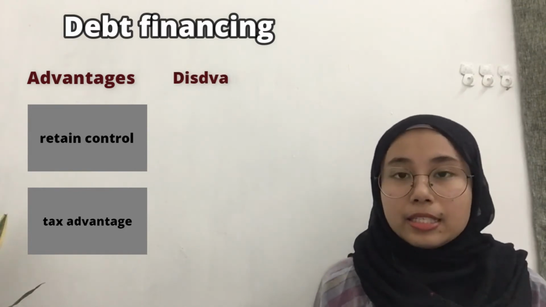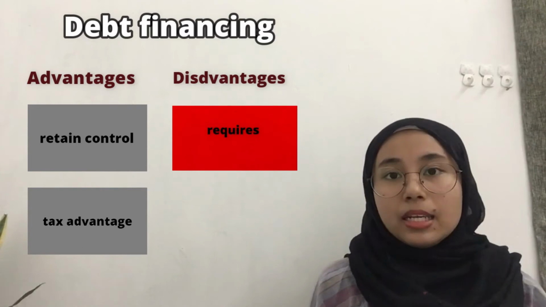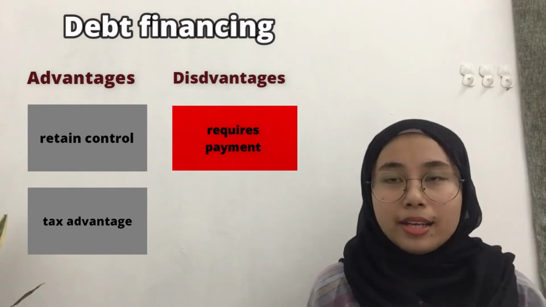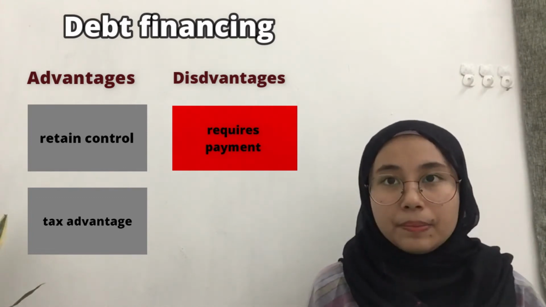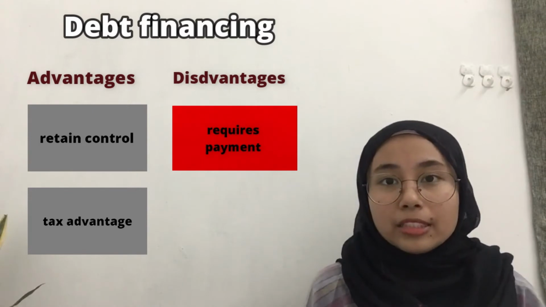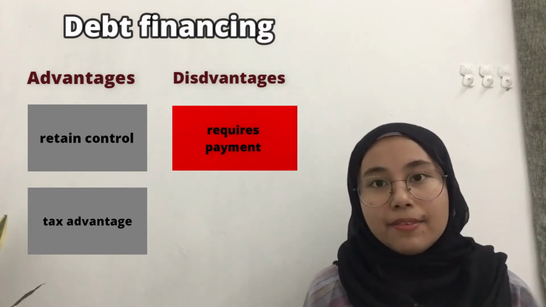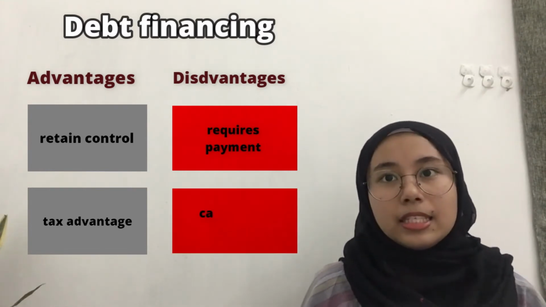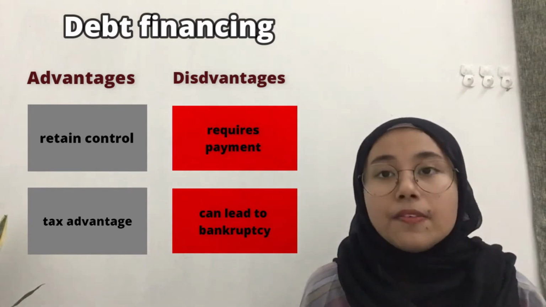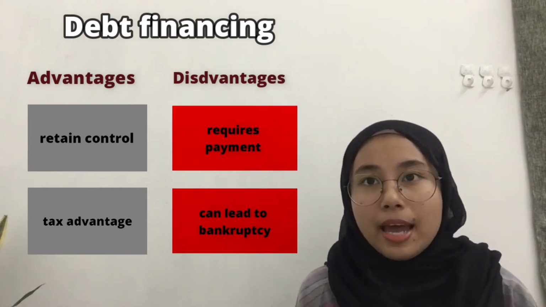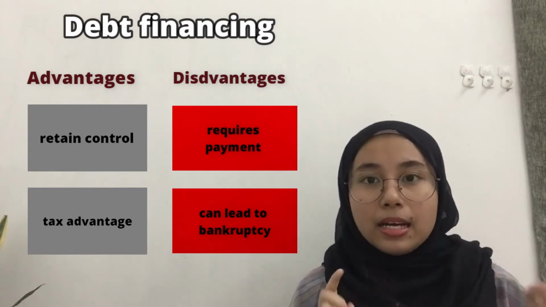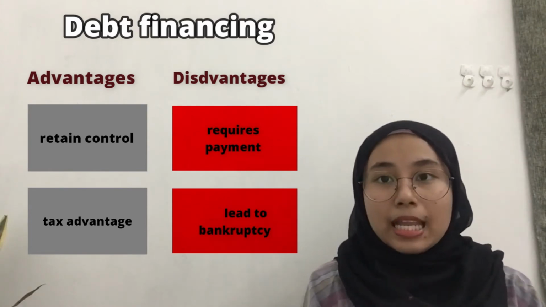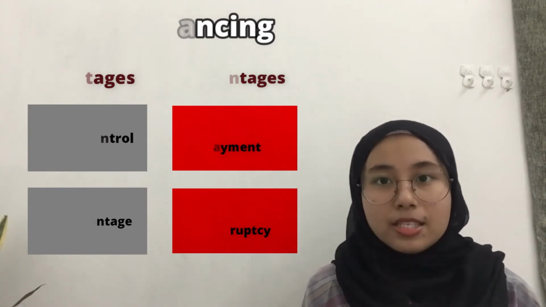While for the disadvantages, the first one is that it requires payment. The firm might face a huge burden as debt needs to be paid in a given time. ATC Berhad needs to make more cash inflow than cash outflow so that they can repay their debt. The second disadvantage is that it can lead to bankruptcy. If a company is fully financed by debt, ATC Berhad might be at high risk and lenders will start to demand a high level of return. This can lead to bankruptcy and financial distress.